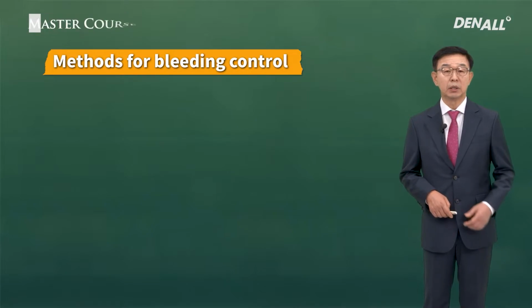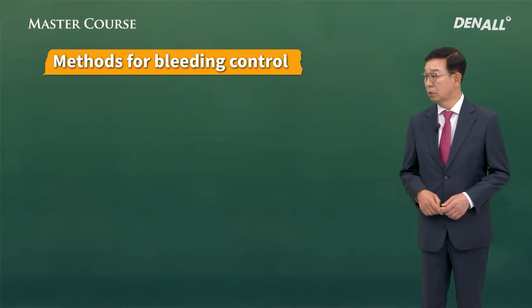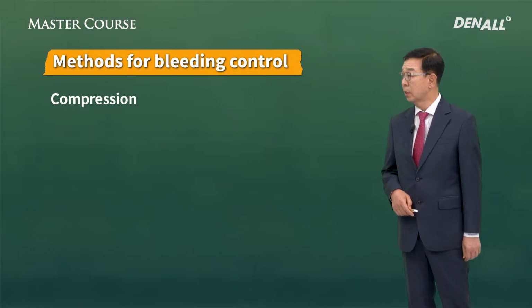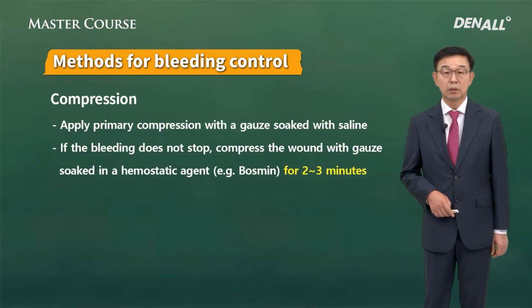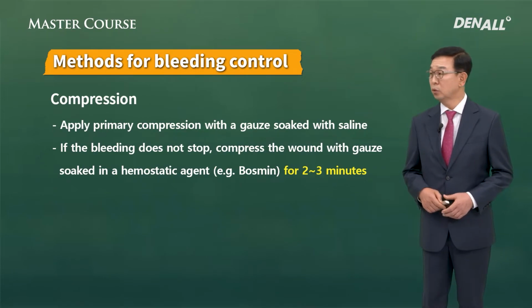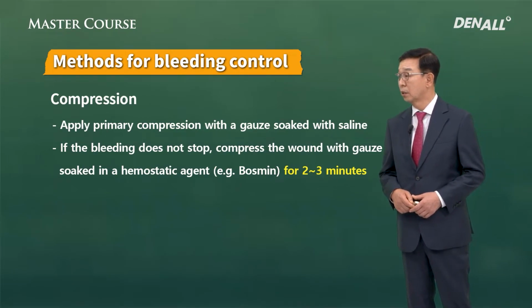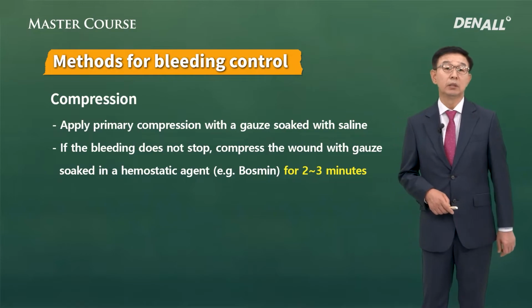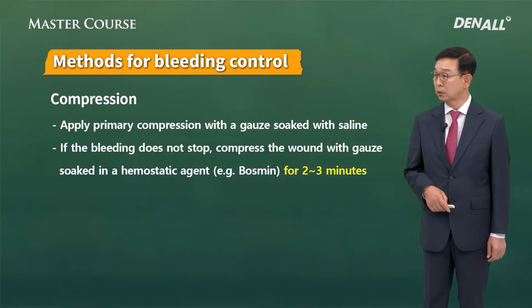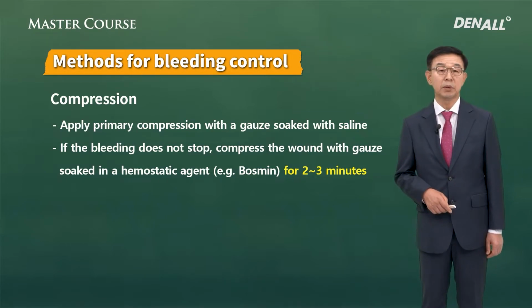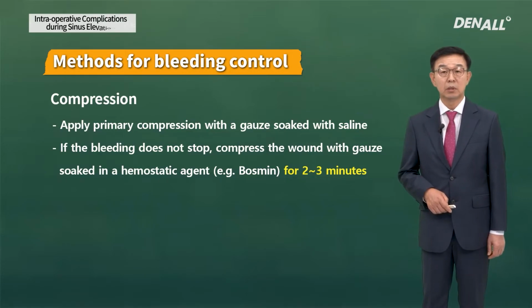Ways to stop bleeding. The most frequently done way is to use compression. Using gauze, you apply pressure for approximately 3 minutes, so a sufficient amount of time is spent. You can use a hemostatic agent like Bosman to help stop the bleeding.